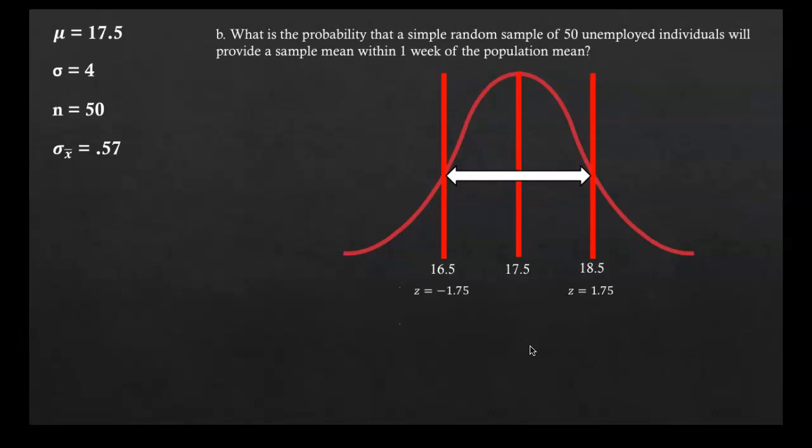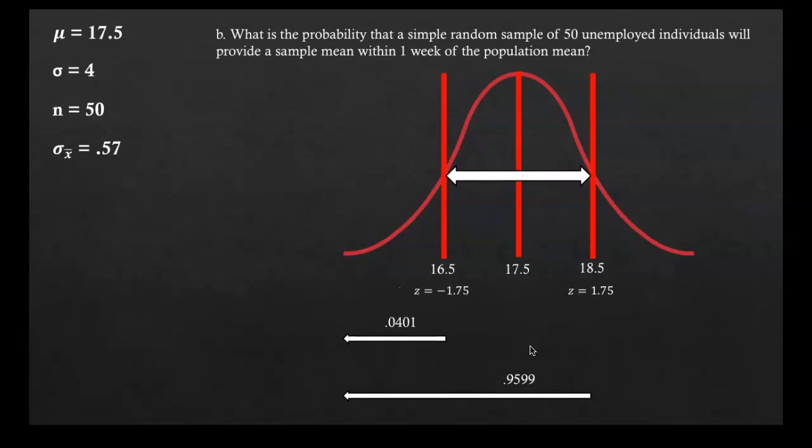So now that we have the z-scores, we can look in our z-score table and find the areas. Now remember, the areas when you look in the table will be to the left of the z-score that you are looking up. So when we look up the z-score of negative 1.75, we are going to get an area of 0.0401. And that's the area to the left of that z-score. When we look up positive 1.75, the area to the left will be 0.9599.